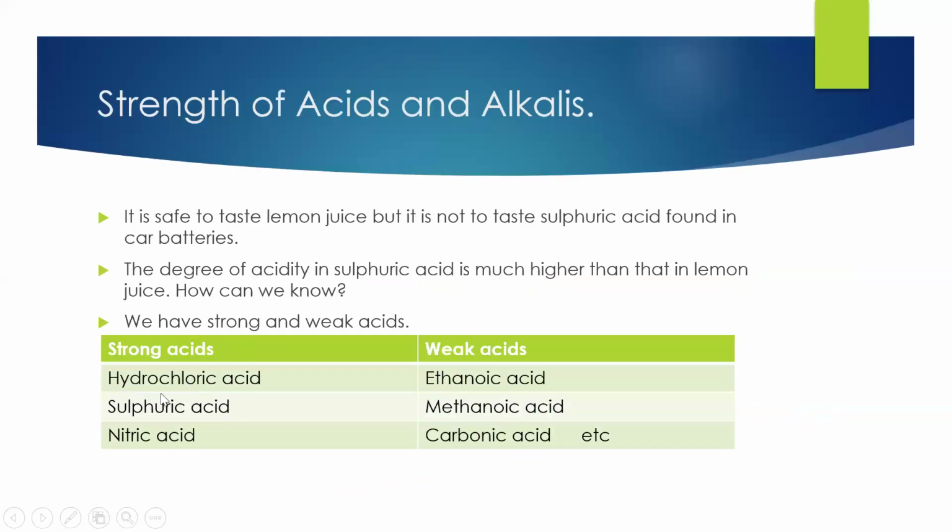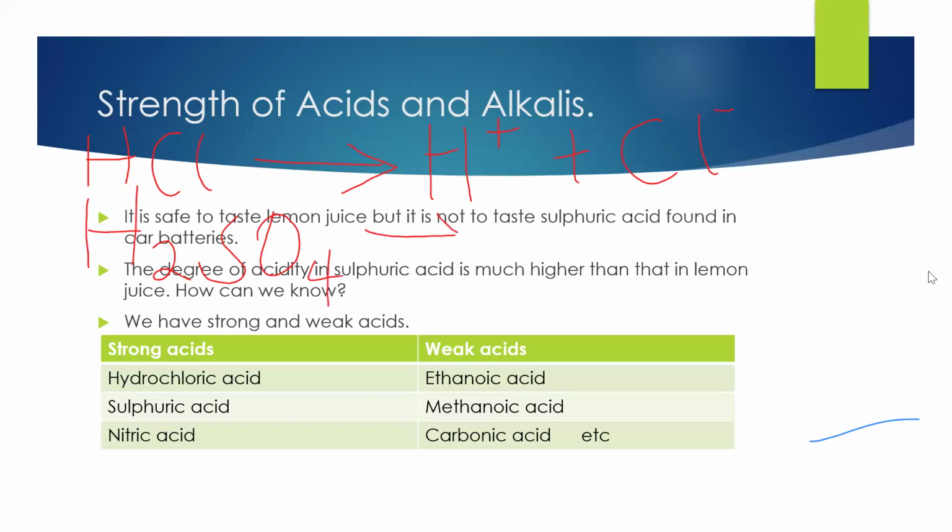Here I have some examples of strong acids and weak acids. We have hydrochloric acid, sulfuric acid, nitric acid. Like I have explained, hydrochloric acid is a strong acid. That means it's going to dissolve in water to give us hydrogen ions as the only positively charged ions plus chloride ions as the negative ions. Then sulfuric acid, since it's also a strong acid, gives hydrogen ions plus sulfate ions.